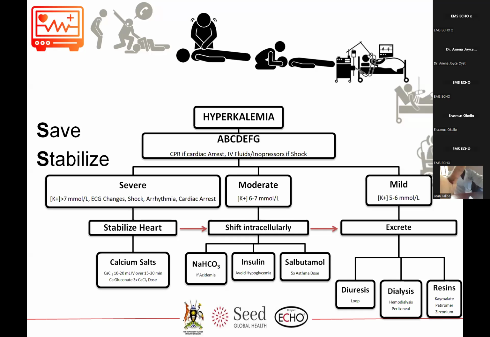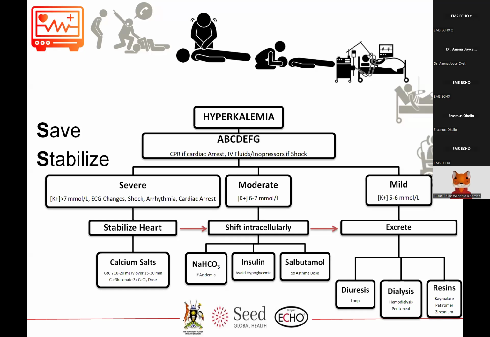For example, if the patient is acidemic, you can give sodium bicarb. We know that wherever hydrogen ions go in acidosis, potassium follows. So you want to give bicarb to neutralize the acidity so that finally potassium can go back into the cells where the hydrogens came from in the first place.